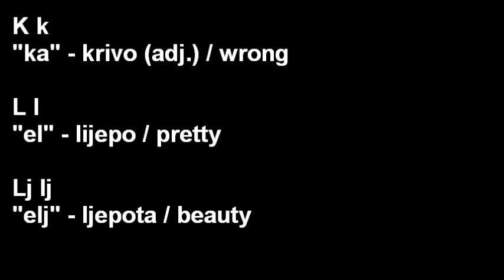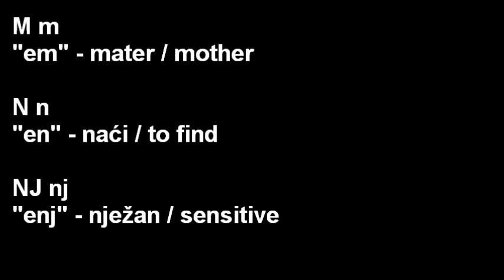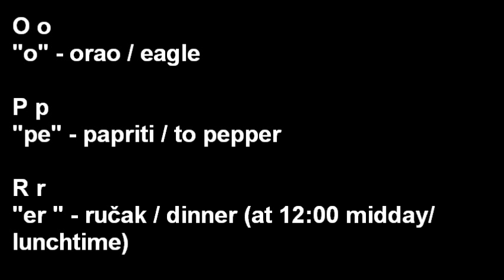K, krivo, as an adjective, wrong. L, lijepo, pretty. Lj, ljepota, the beauty. M, mater, the mother. N, naći, to find. Nj, nježan, sensitive. O, orao, the eagle. P, paprit, to pepper. R, ručak, the dinner at 12 midday or lunchtime.